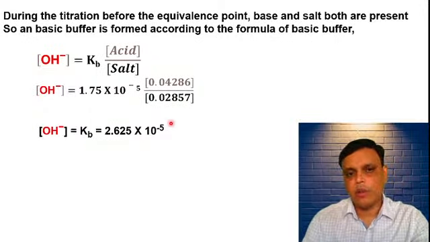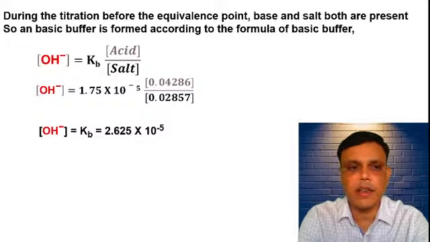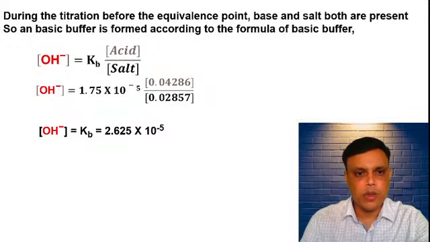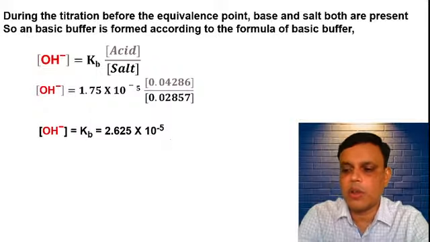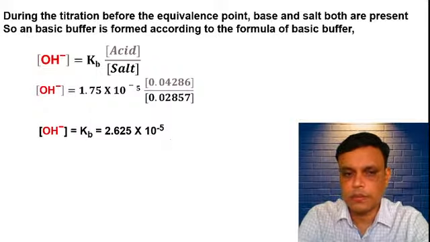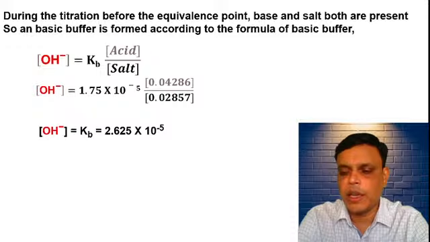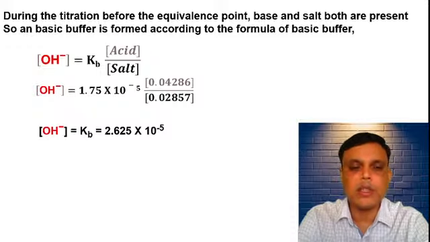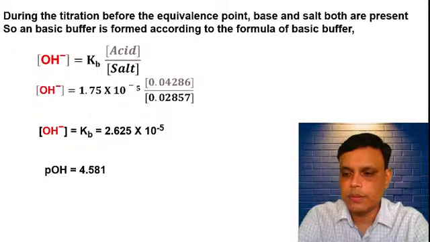Now you know the concentration of OH⁻ ion, you can calculate the pH, sorry, you can calculate the pOH, because mathematically pOH is nothing but the negative log of the OH⁻ ion concentration. So just take the negative log of this value, and you will get pOH. How much is it coming? Tell me, pOH is equal to how much. 4.581, correct.